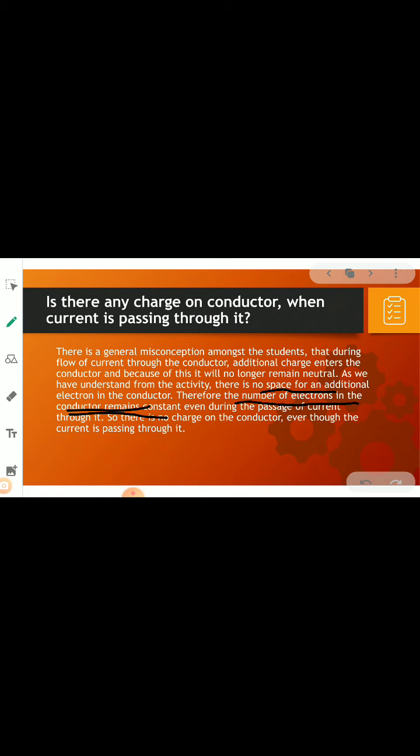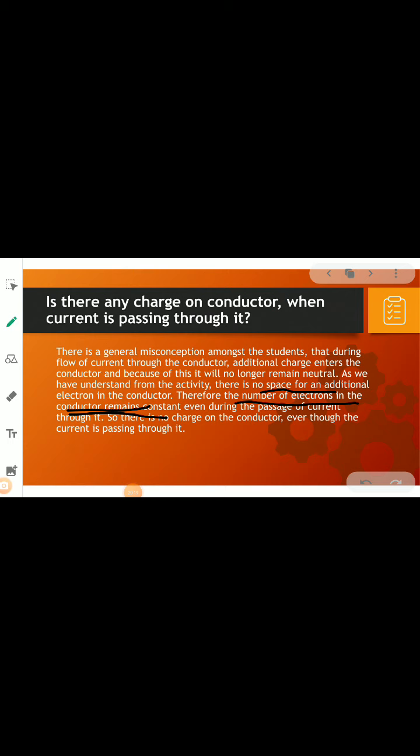So there will be no charge on a conductor. It will not become a positive charge or a negative charge. Whatever free electrons are present in the conductor remain constant there. Okay, you understood now?